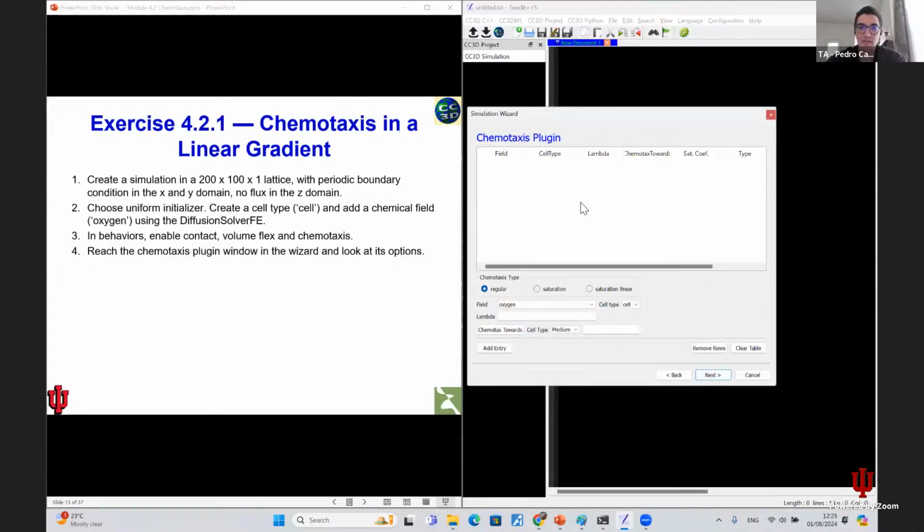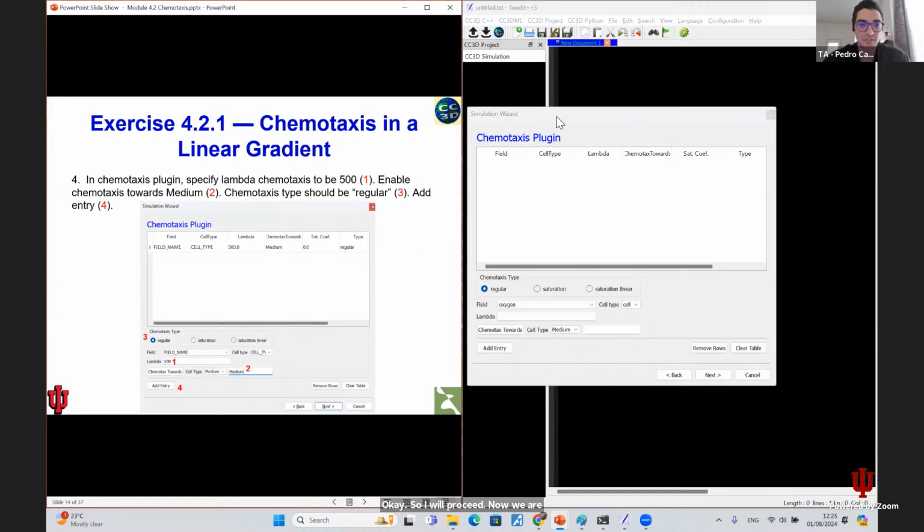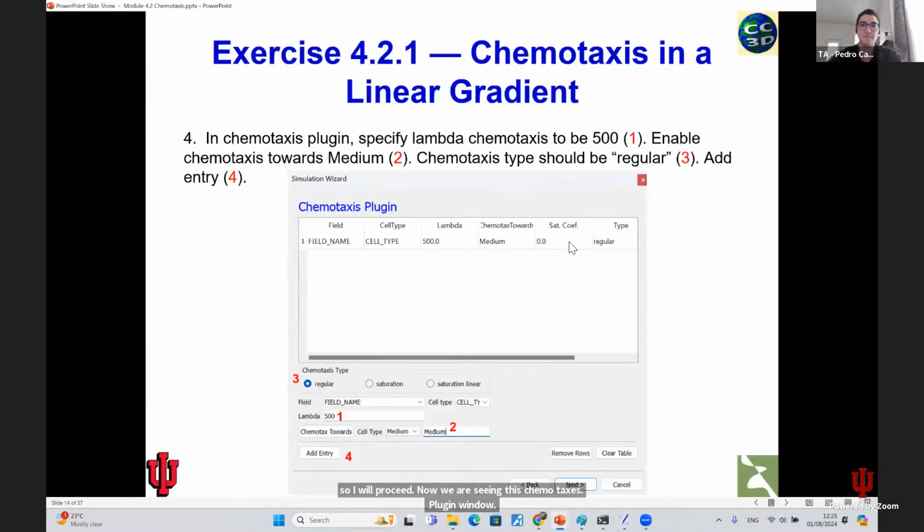Okay, so I will proceed. Now we are seeing this Chemotaxis plugin window, and you want to specify a lambda chemotaxis of 500, enable chemotaxis towards medium, and chemotaxis type regular, and then you hit add entry. That's what you want to do. And notice that in this page, if you had many field types and many cell types, you would click these two drop-down menus to select which field interacts with which cell.